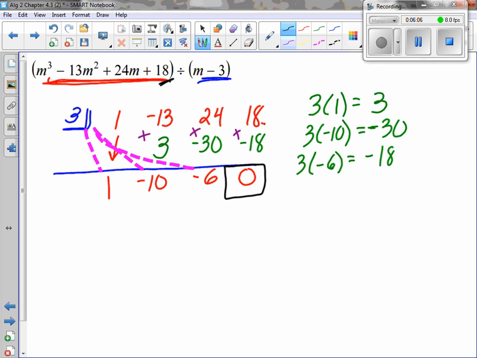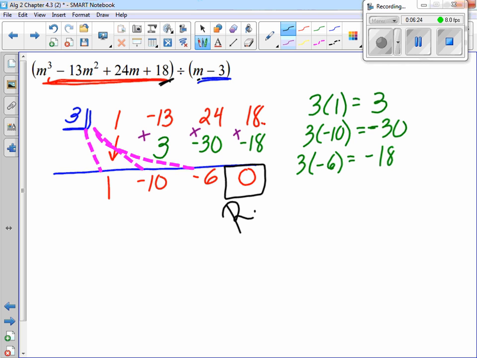Okay, now probably you're wondering why we box this. This is our remainder. For this problem, it has a remainder of 0. It doesn't have one, and that's fine. But it gives me an idea. This is the remainder.